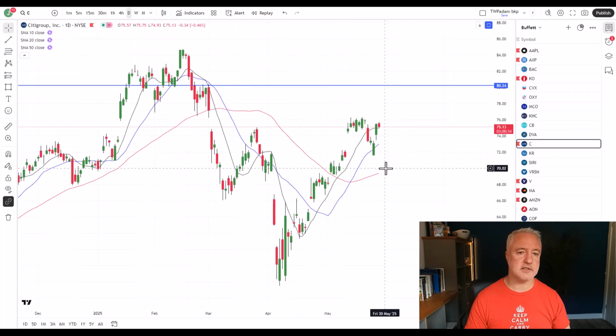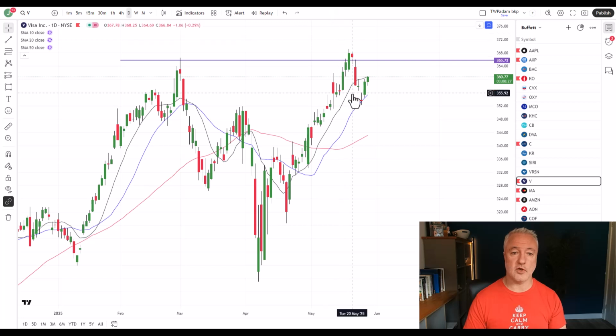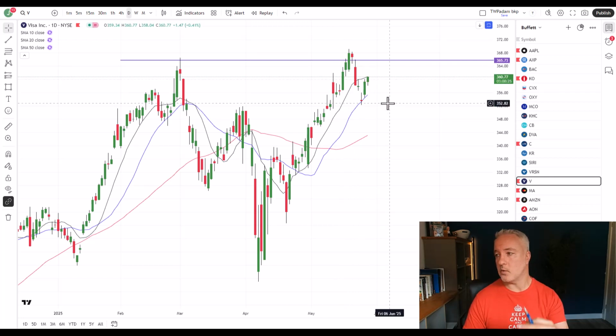What about this one? Citi. Okay, so this is Citigroup. Breaking above the highs here, pulling back. Looks like it wants to keep going. Visa. Also very, very bullish at the moment. Wants to keep pushing up.